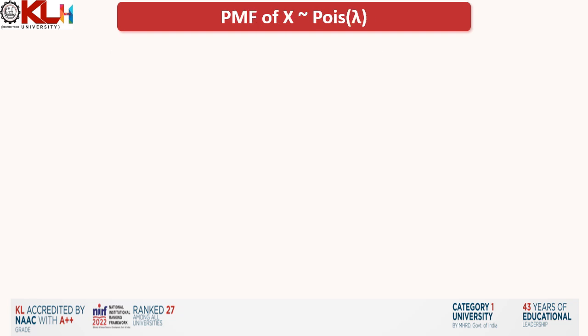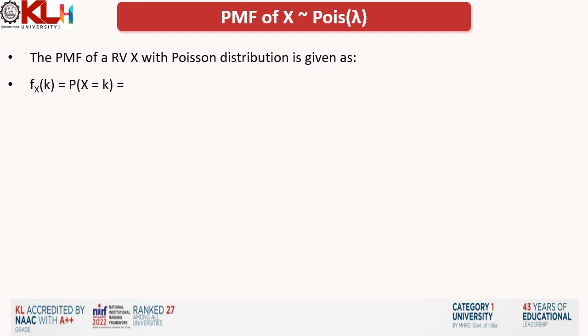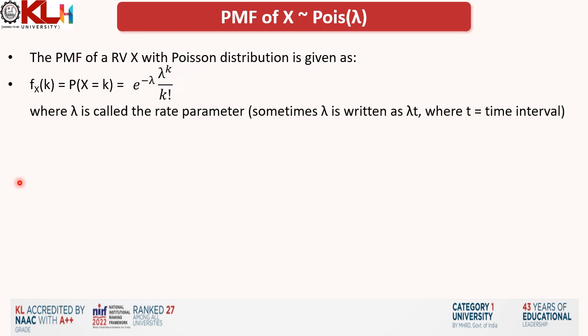Let's look at the probability mass function. It's given as e to the power minus lambda, lambda to the power k divided by k factorial, where lambda is called the rate parameter, and sometimes in some books you'll see lambda written as lambda times t. So here we're assuming unit time, but you can also consider lambda times t, where t is the time interval.